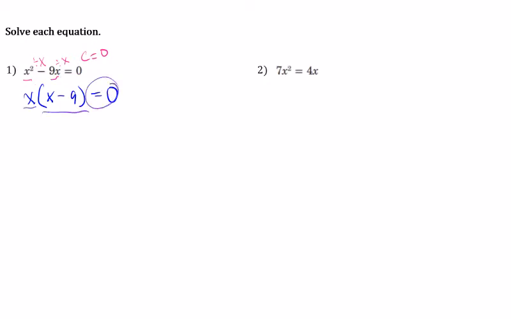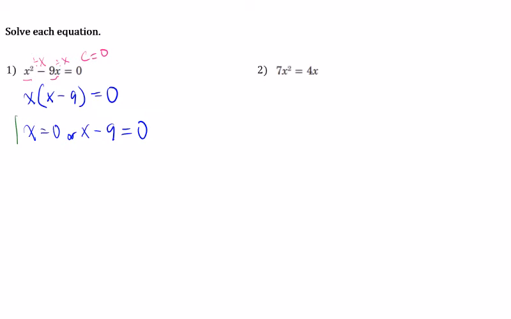Now the reason this is beneficial is because I have two things that I'm multiplying together to get 0. So the zero factor property comes into effect here. For this to be true, each of these factors has to be equal to 0, or at least one or the other. I should put an or in there. So one or the other has to be equal to 0.